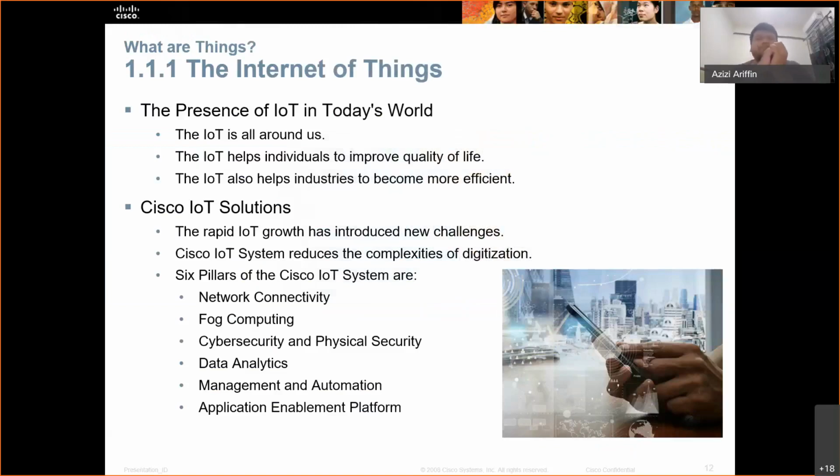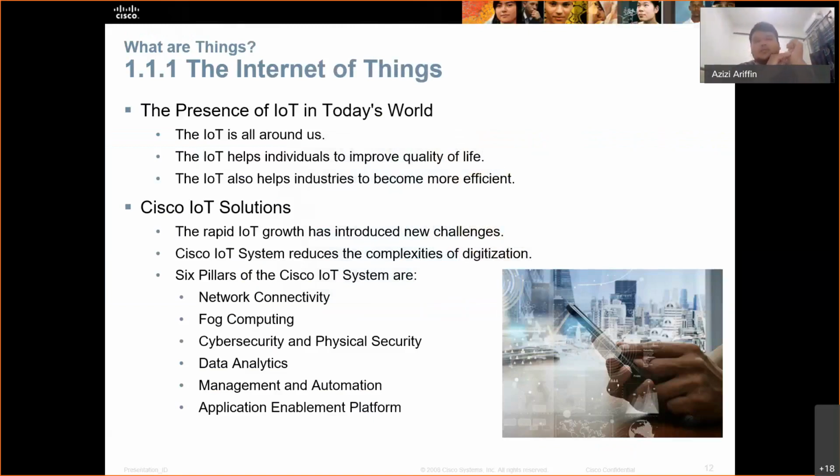So ni kita recap balik a simple one. IoT is all around us. Semua benda dah IoT sekarang, traffic light, smart door knob, apa lagi, smart speaker and everything. So semua sekarang ni adalah IoT. So this is a bit about Cisco IoT solution. Cisco pun ada provide solution in IoT.